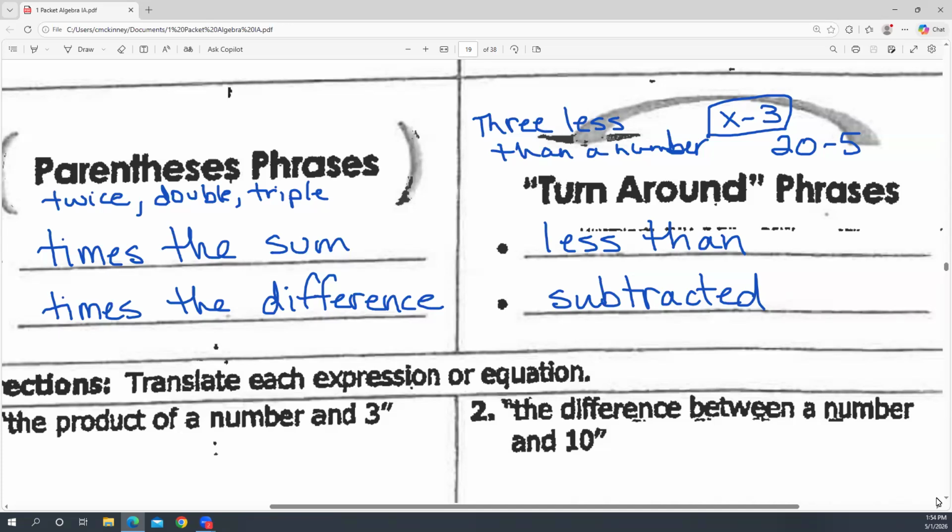But just be alert. Sorry, this is supposed to be subtracted from. So for instance, 2 subtracted from 10 means I'm taking 2 away from 10. Not 2 minus 10, but 10 minus 2. We start with the thing that follows the from. Like, where are you from? That's where you start.